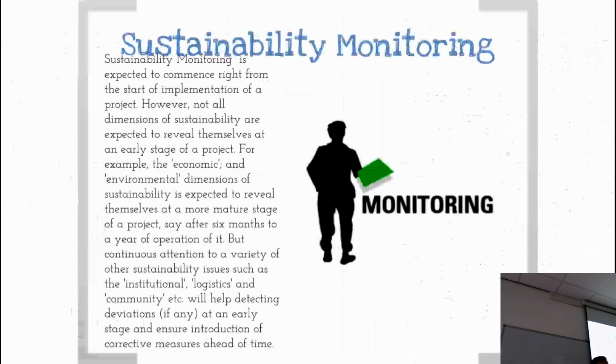Okay. So there's a big bit of text here, but sustainability monitoring is expected to commence right at the start of the project. All these dimensions don't come on stage until a bit later on. So the economic and environmental dimension of sustainability can come at a more mature stage after 6 months of it. But attention to other issues such as the institutional, logistics, community will help detecting any deviations from your specific plan. So quite often in projects, sustainability projects at least, all the funders and the board are interested in is how much money are we saving. Okay, so if you're reducing carbon emissions, how much is that saving us? If you're reducing energy, how much is that going to save us? However, a lot of these things come on stage a little bit later.